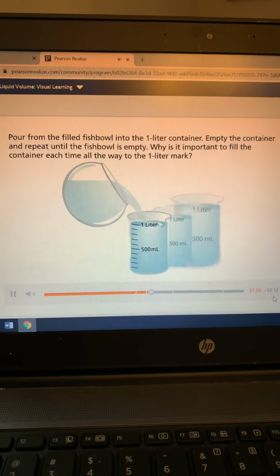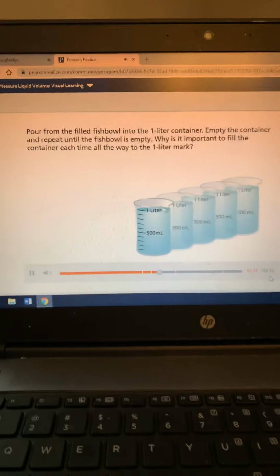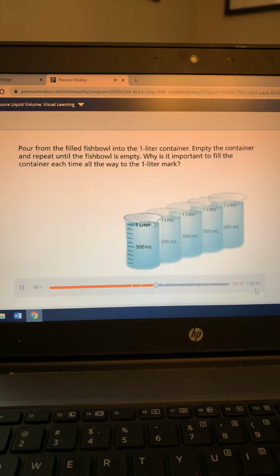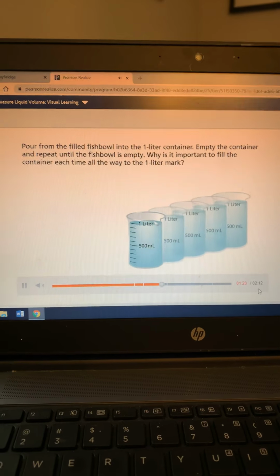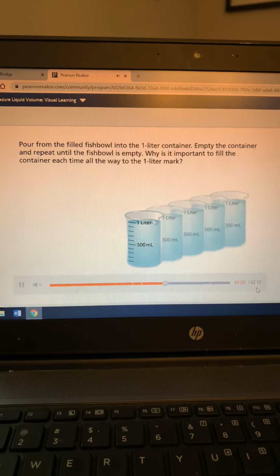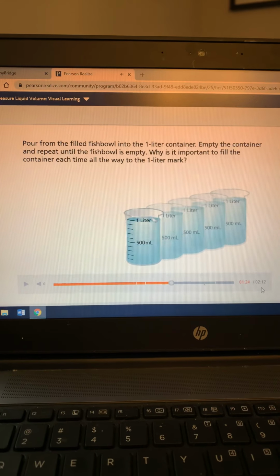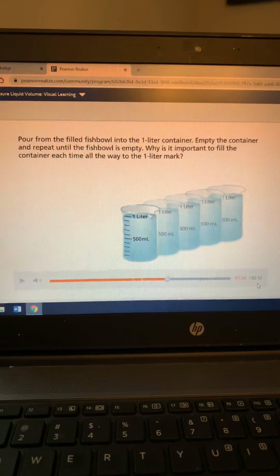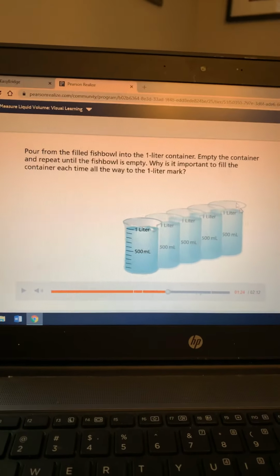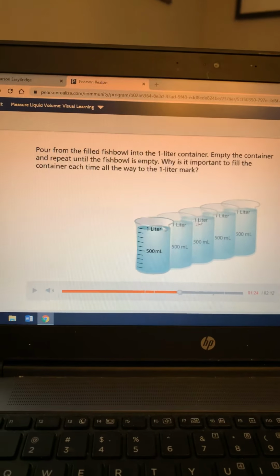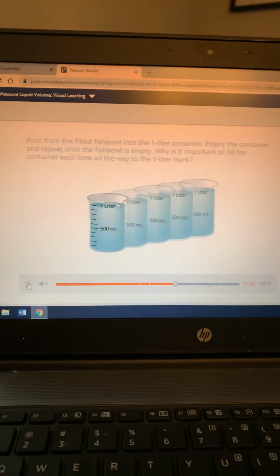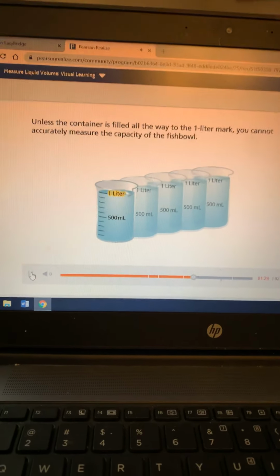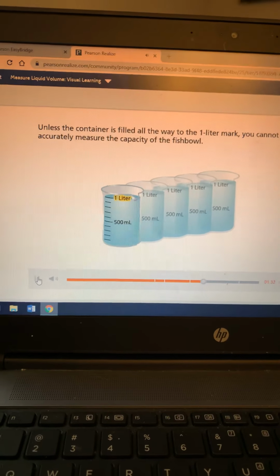Pour from the fishbowl into the 1 liter container. Empty the container and repeat until the fishbowl is empty. Why is it important to fill the container each time all the way to the 1 liter mark? It's important because we got to get exact measurements. It doesn't say round or estimate. If it said estimate, you could get close and kind of guess. But this, we want the exact one. So you got to fill it exactly to 1 liter so we can get the exact measurement. Unless the container is filled all the way to the 1 liter mark, you cannot accurately measure the capacity of the fishbowl.